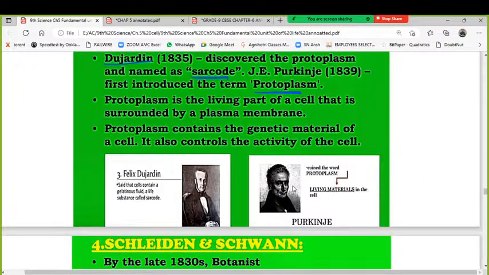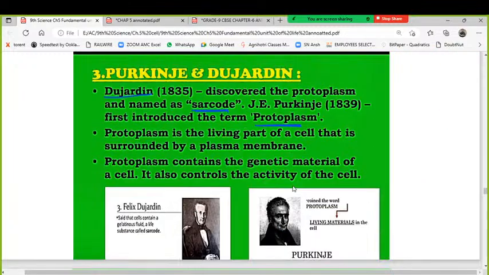Then we have another scientist, Purkinje. Dujardin is one more scientist, and Purkinje is another. Actually, Dujardin discovered the protoplasm. Further, J. Purkinje first introduced the term protoplasm. First, this term was introduced by Purkinje.